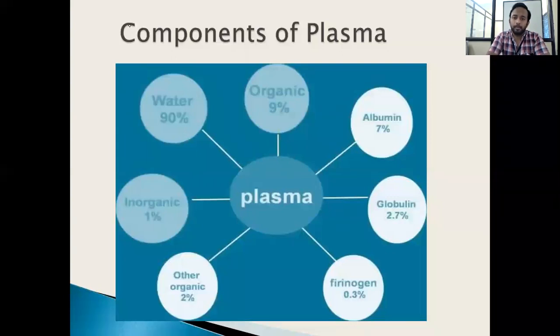Next, we have seen, as a classification, the different components in the blood or the plasma, which includes the major portion as water molecules. Then you have organic compounds. Then you have albumin, which is the main colloidal substance or protein, and then other fragments of the proteins.